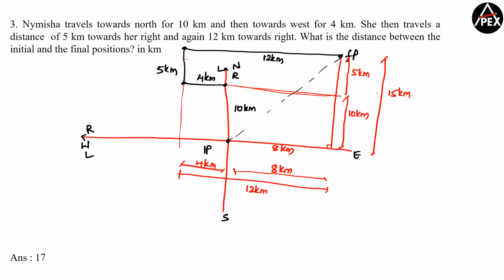Now we have a right angle triangle with the perpendicular sides as 15 kilometers and 8 kilometers. So the length of the hypotenuse will be under root 15 square plus 8 square. So 225 plus 64, which is equal to 289. So under root 289, which is 17 kilometers. So the distance between the initial position and the final position in this problem is 17 kilometers.